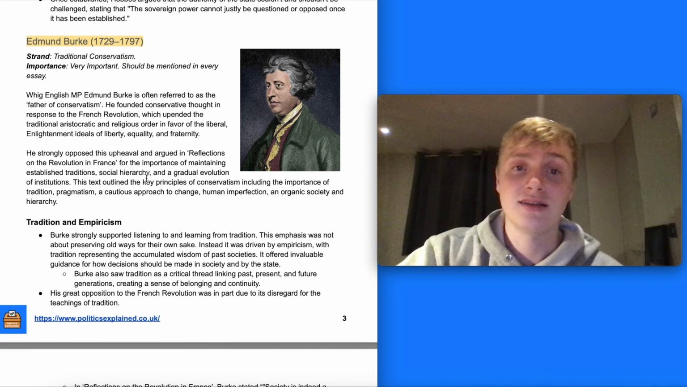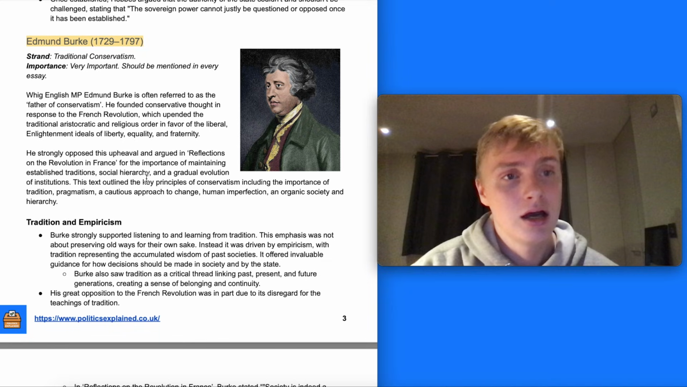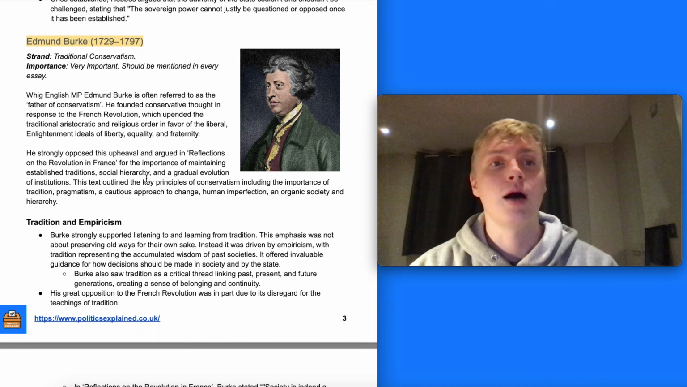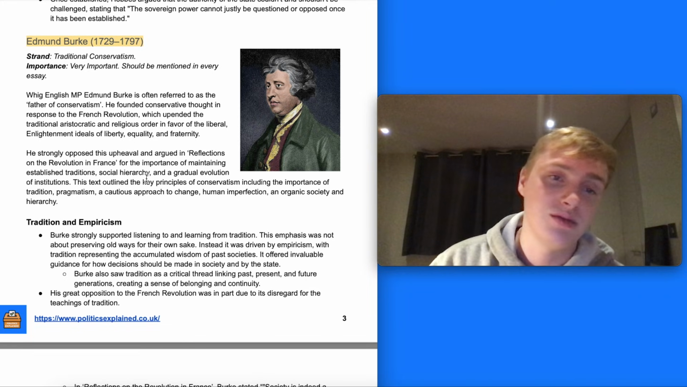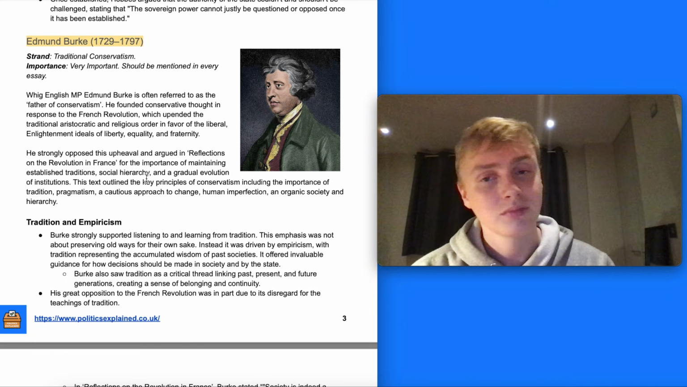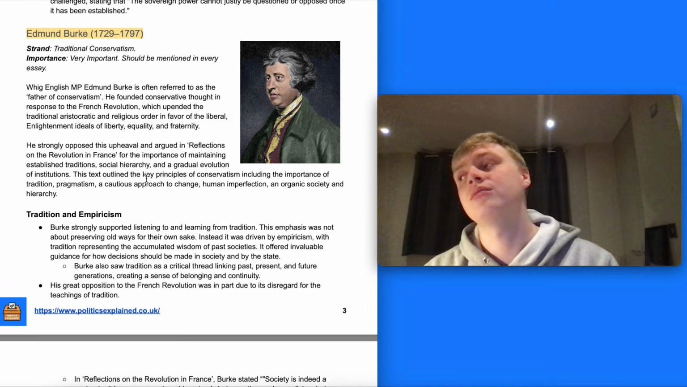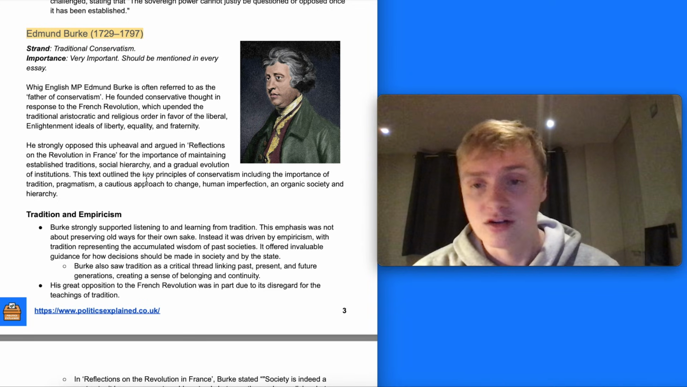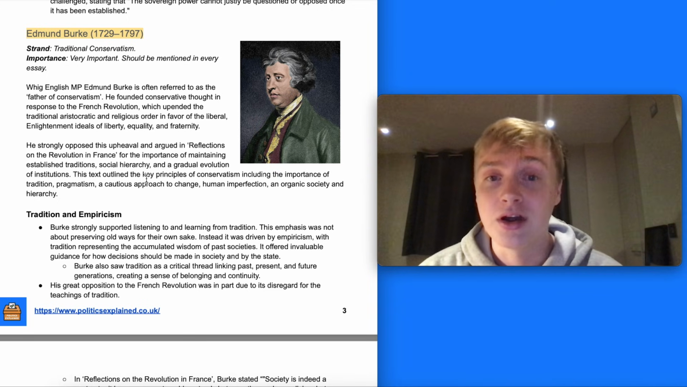Next key thinker, and the father of conservatism and very much the key traditional conservative thinker, is Edmund Burke. It's very important and should definitely be brought in and mentioned in every essay in some way. Again, with these thinkers, it's worth noting that your essays on the ideology should be strand-driven rather than thinker-driven.